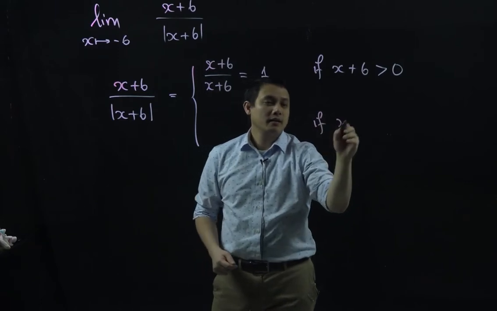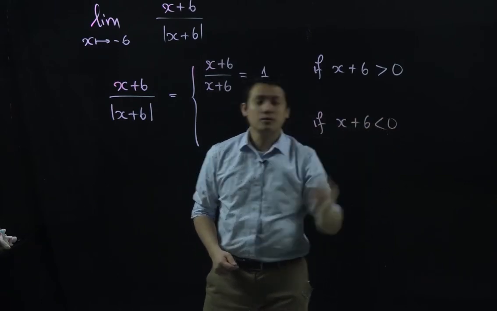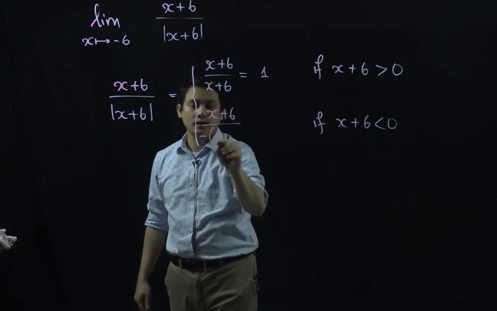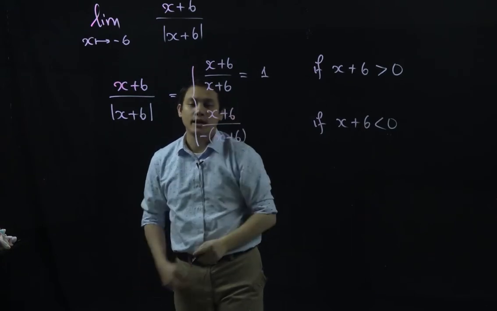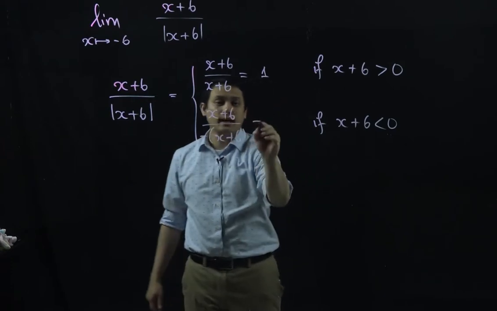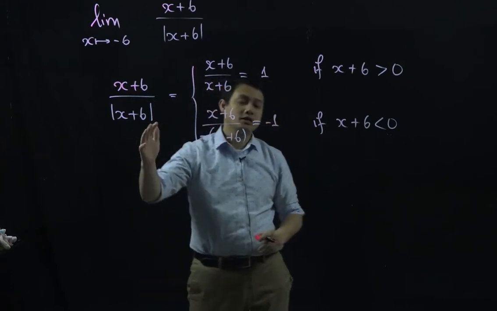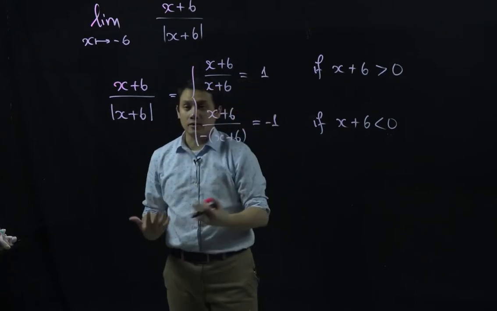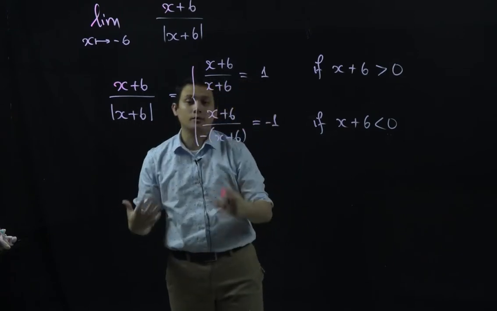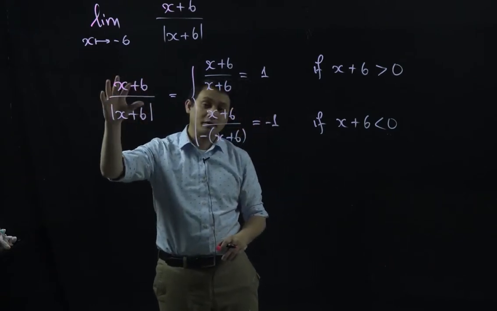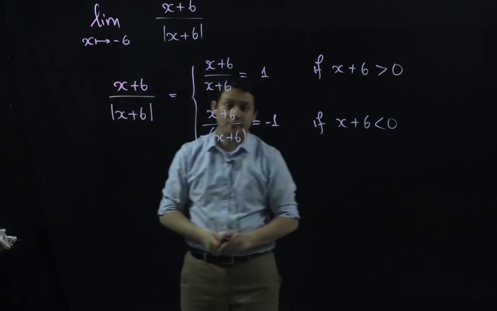In the case of x + 6 less than 0, the function is (x + 6) over the negative of (x + 6), and this gives you negative 1. For this particular function, we don't consider x + 6 equal to 0 because we don't want 0 in the denominator. So for functions with absolute value, this is what you have.